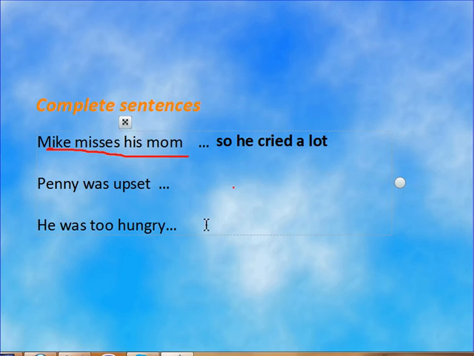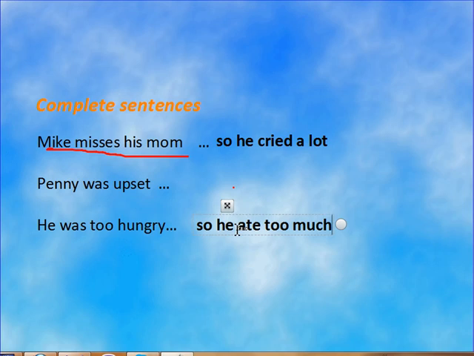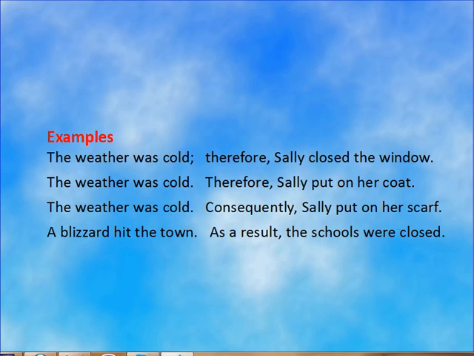In this example, he was too hungry. We can write a sentence like: so he ate a lot. He ate too much. So eating too much is result of being hungry.